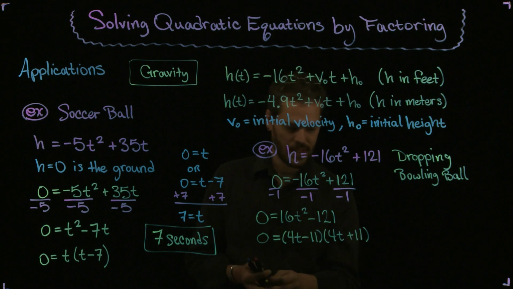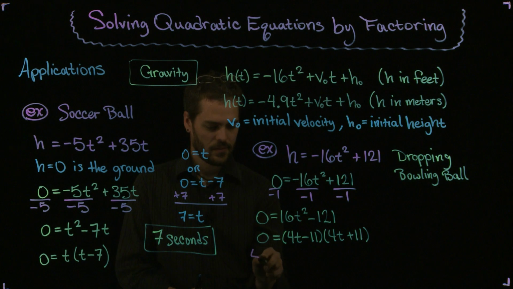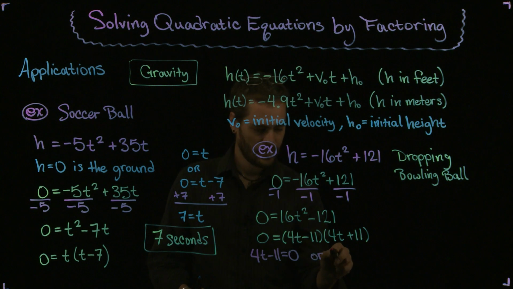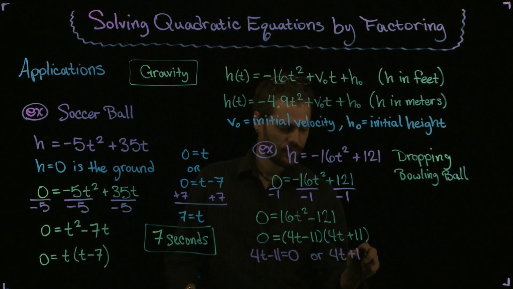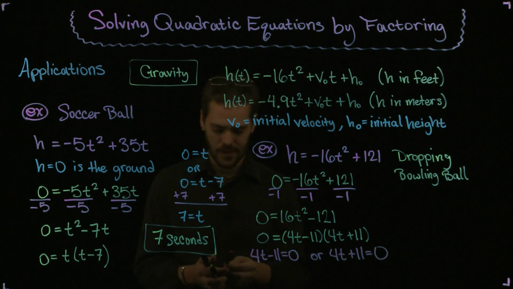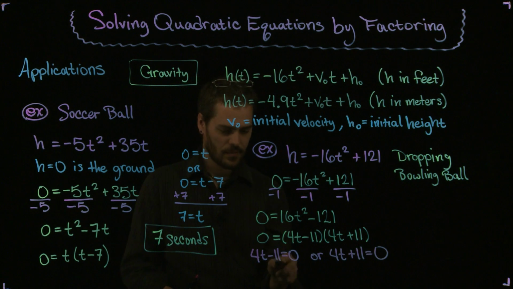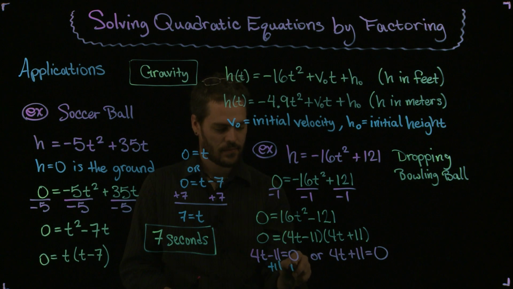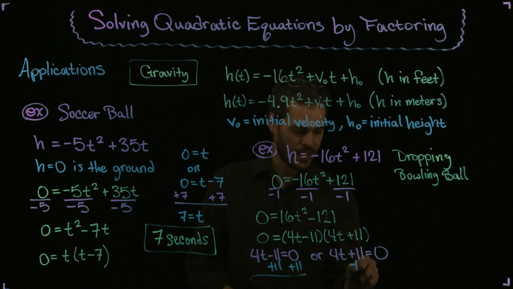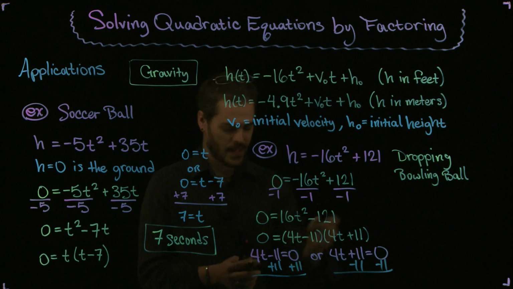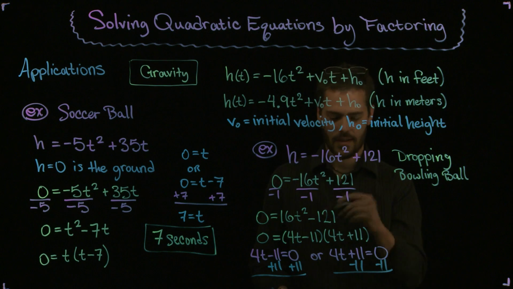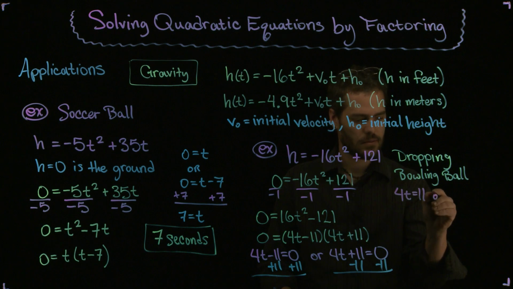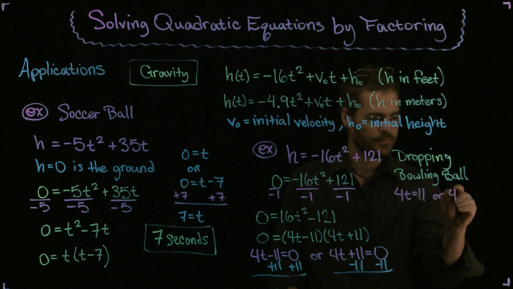I can set each one of these equal to 0. 4t minus 11 equals 0, or 4t plus 11 is equal to 0. And then I solve both of these equations. So from the one on the left, I can add 11 and divide by 4. Add 11, add 11. Over here, I'm going to subtract 11 from both sides. And let me just retype my equations up here. This gives me 4t equals 11, or the other one is 4t equals negative 11.